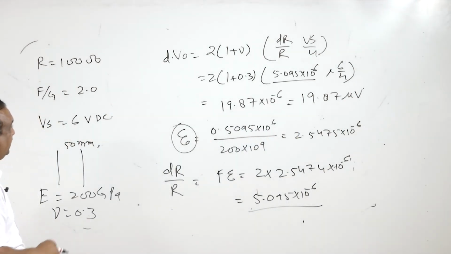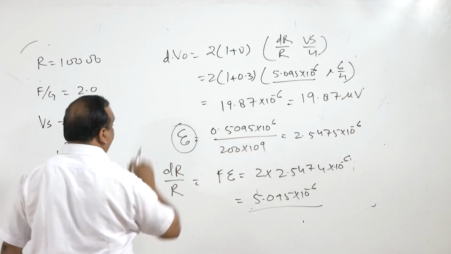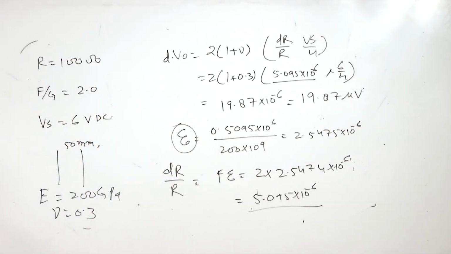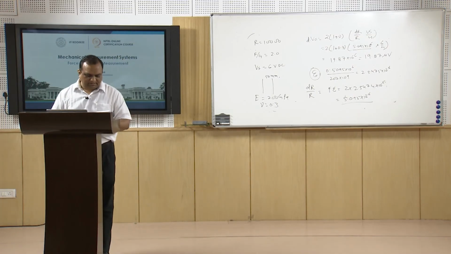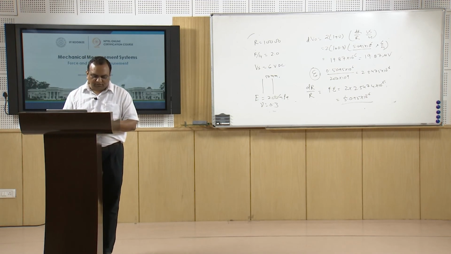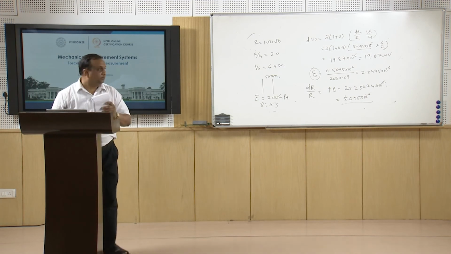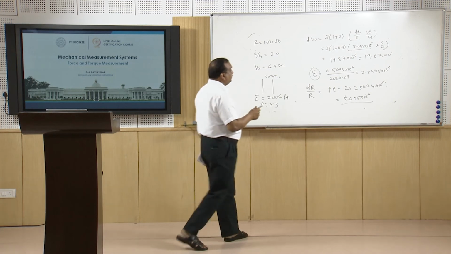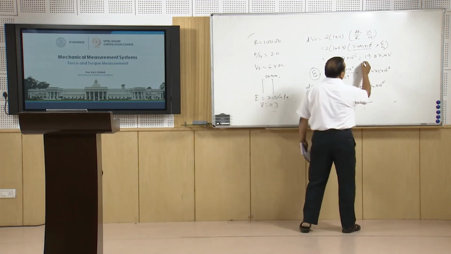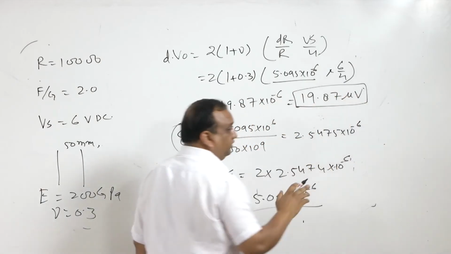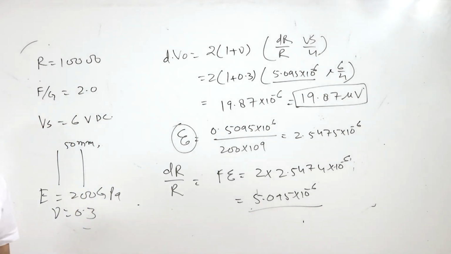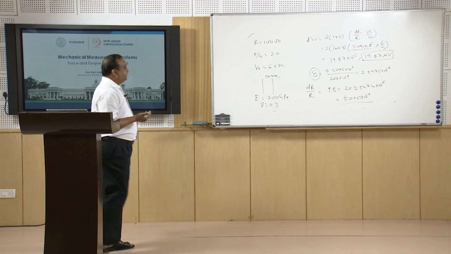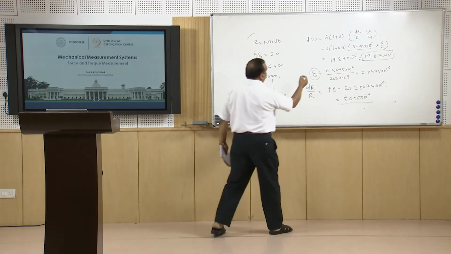So sensitivity of the gauge is this output voltage, right? That is, we are getting here 19.87 into 10 to power minus 6 per kilonewton. So per kilonewton application of the force, this is the output of the voltmeter which is connected with the opposite arms. So this is the sensitivity of the strain gauge.